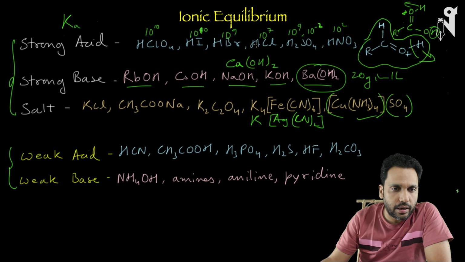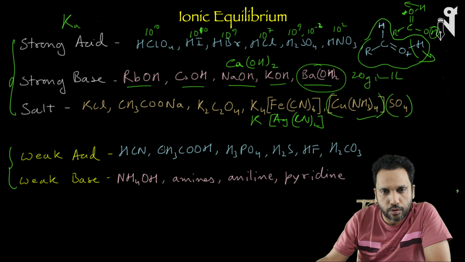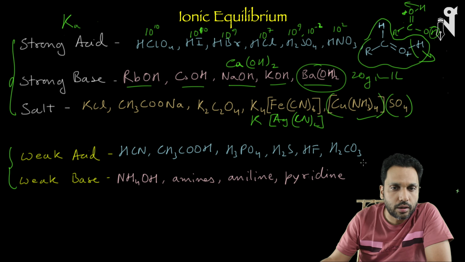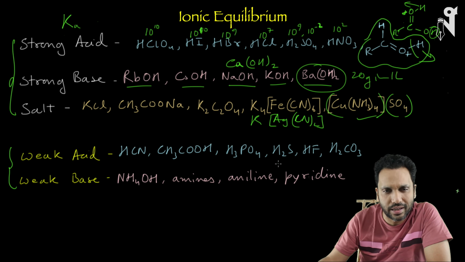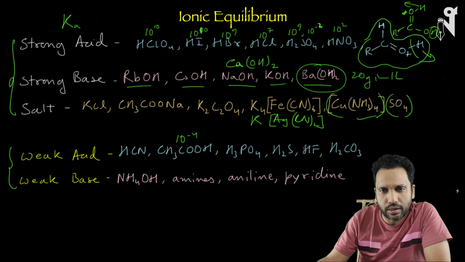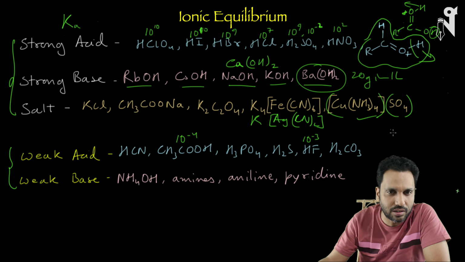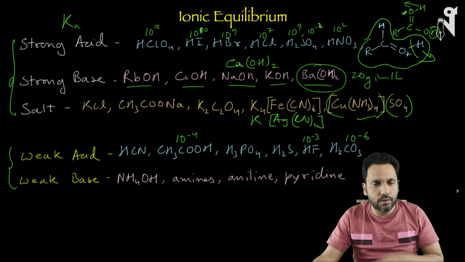So here, if the ionic character decreases, like you see HCN, then your CH3COOH acetic acid, then you have your phosphoric acid, hydrogen sulfide, HF, H2CO3. These are not that strong acids. These are weak acids, and if I look at the K values, then those might be in a 10 power minus 4 range. Again, this will also be in a 10 power minus 4 or 10 power minus 3 range. This would be a 10 power minus, say, 6 range.